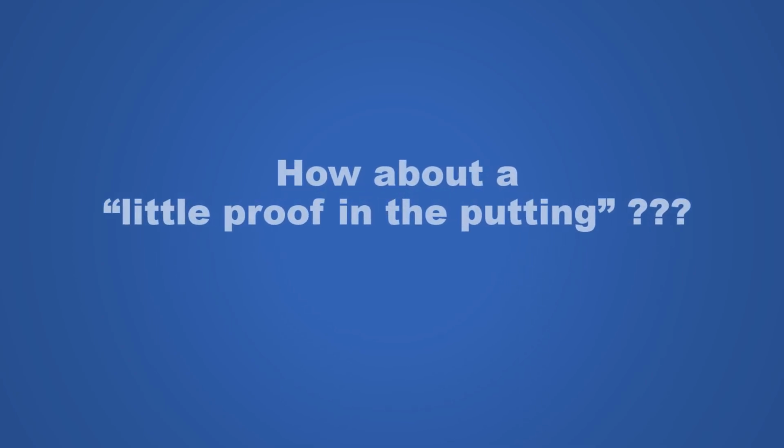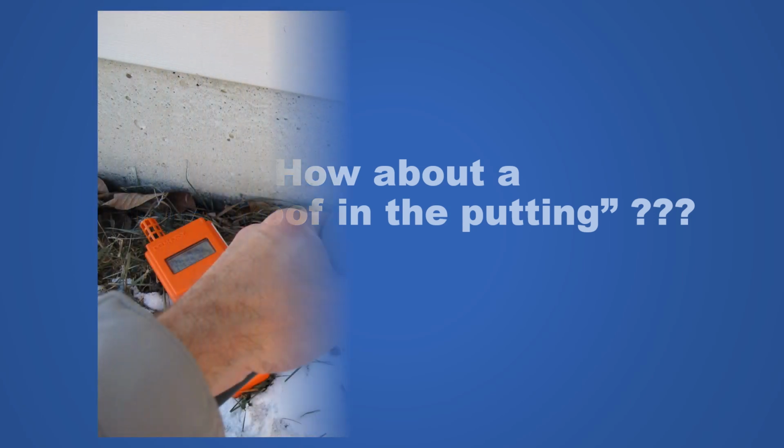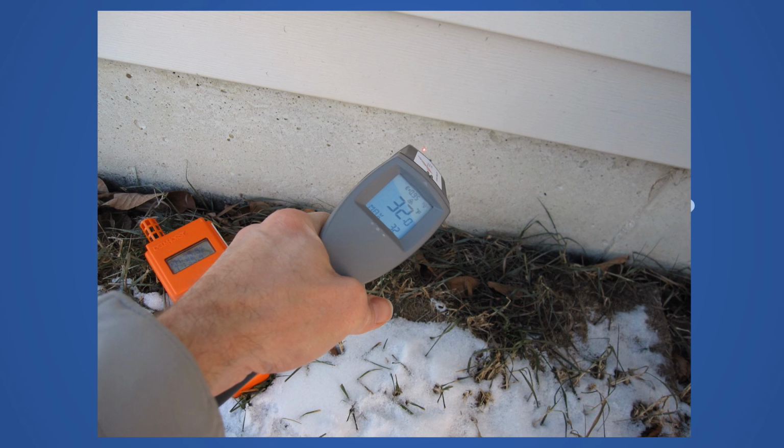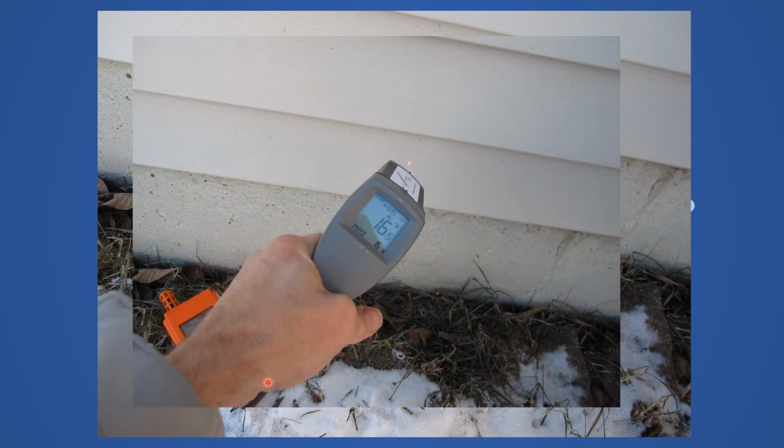Okay, how about a little proof in the pudding? I've heard that before. Let's walk through with this, and I'm going to pull my pointer up. Come on, pointer, here we go. Look, 32 degrees on the foundation, okay? 16 degrees on the outside. On the siding, that is, and it's 14 degrees. So you should be asking yourself, how come that's only 16 and that's almost double that? Well, because the heat is being resisted by the insulation through the wall, but not there in the concrete of the foundation. Remember that.